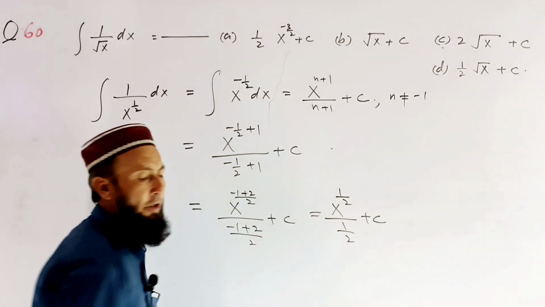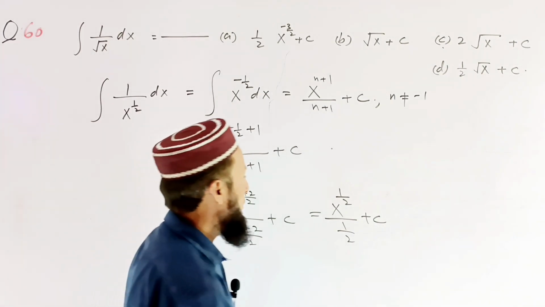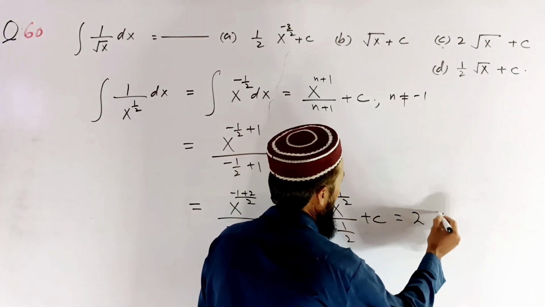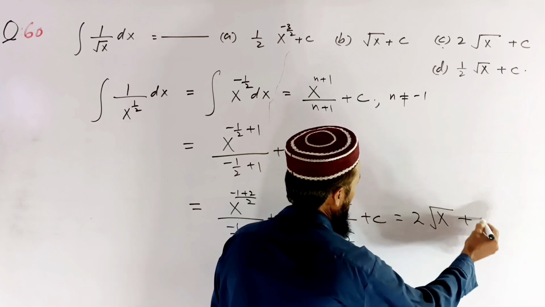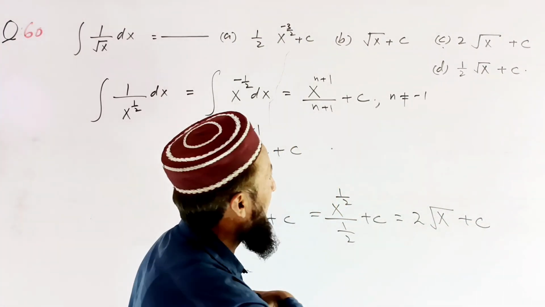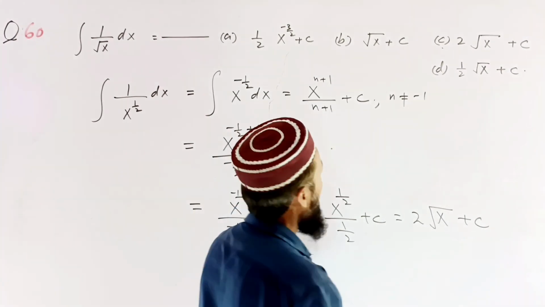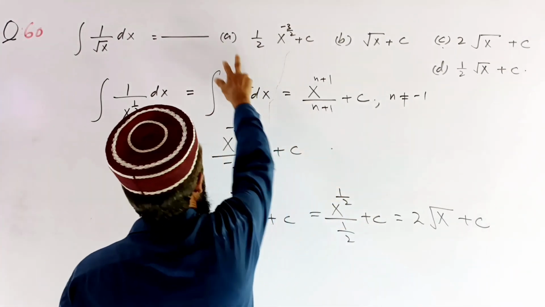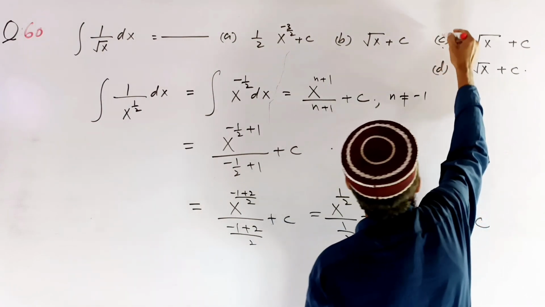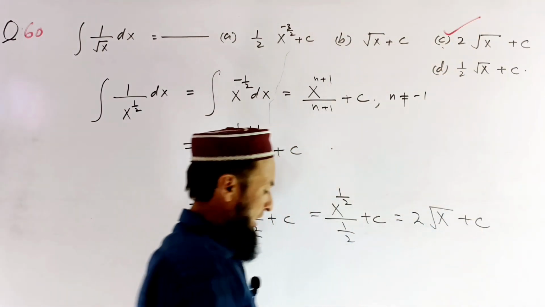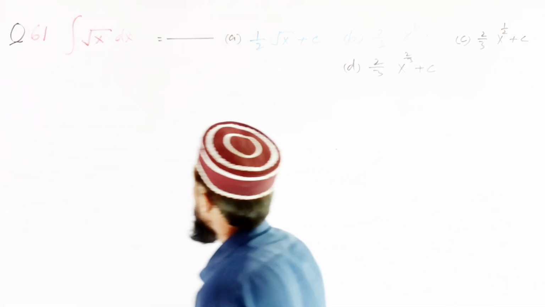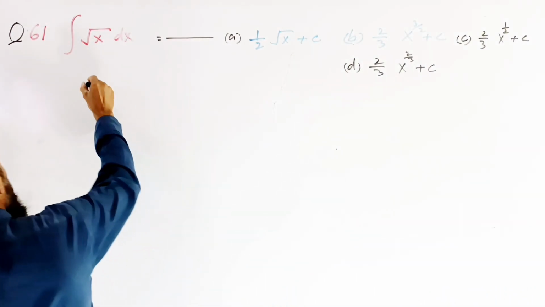Now this is double division, so we take the reciprocal, so we can write 2x under root plus c. So now we check the options, which option is the correct option. Look here, A is not suitable, B is not suitable, C is the correct option. C is correct.